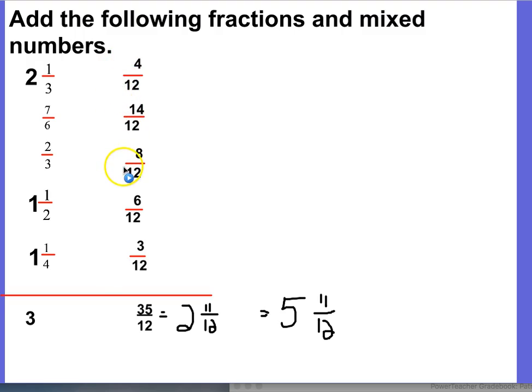They're your equivalent fractions. When you add them all up, you get 35 twelfths. 35 twelfths is definitely an improper fraction. When you write that as a mixed number, you have 2 and 11 twelfths. But you need to remember to include your 5. And your final answer is 5 and 11 twelfths. Good deal. Hopefully that's what you also had as your answer. I have every confidence that that's exactly what you got.